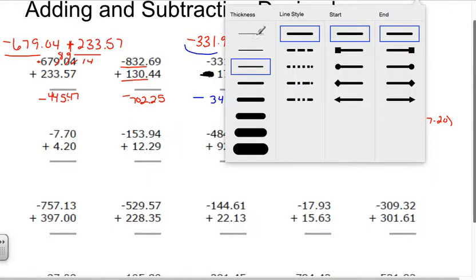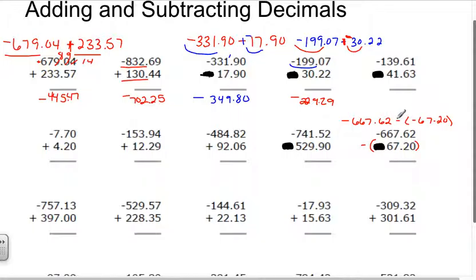In order to solve a problem like that, I want to make sure that I'm adding, and in doing so, now I'm going to be adding the opposite. When I add the opposite, I see that I have 600 negatives, 67 positives. I have way more negatives, so I know my answer is negative. Because I know my answer is negative, now I can just subtract 667 and 62/100 minus 67 and 20/100.